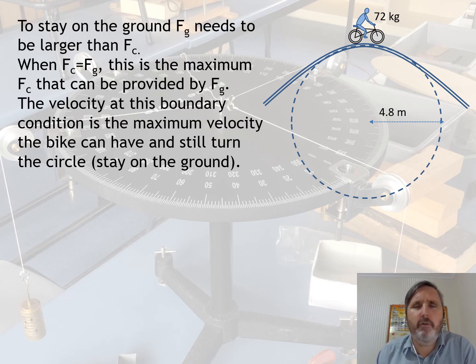So to stay on the ground, the gravity force needs to be bigger than any centripetal force that you would need for the circle. So the key thing here is we need to find out what is the centripetal force we need for the circle. And if we know the centripetal force, we can then go, well, what is the velocity needed to provide that centripetal force? If we get larger than that velocity, the gravity will not provide enough force for our centripetal force, and we will not be able to follow the circle, and we will jump off the top.